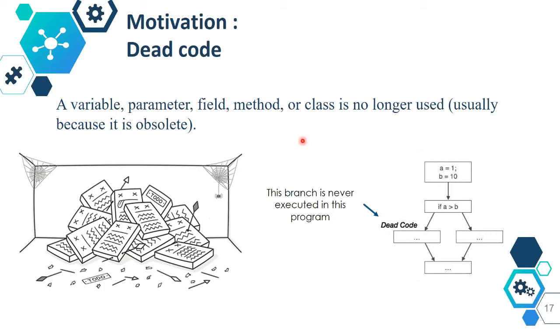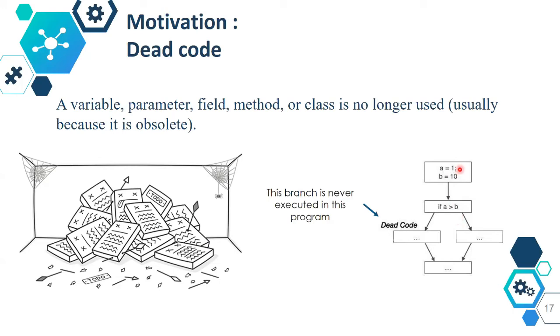And the last one we presented here is the dead code, but we have many other code smells. Here the dead code is a variable, parameter, field, method or class no longer used. As you can see here, we have a section of the code, a branch, which is never executed in this program. Here we have A equal to 1, B equal to 10.